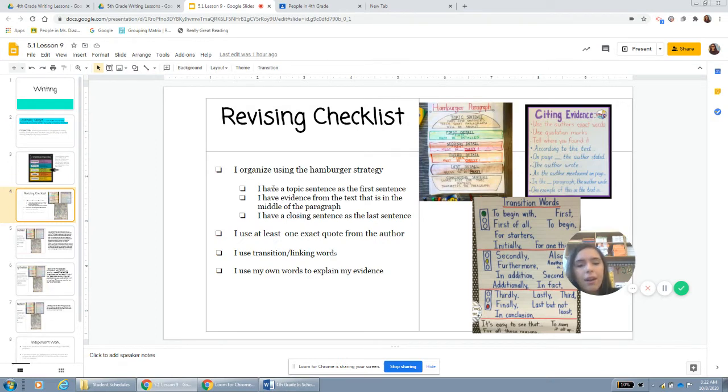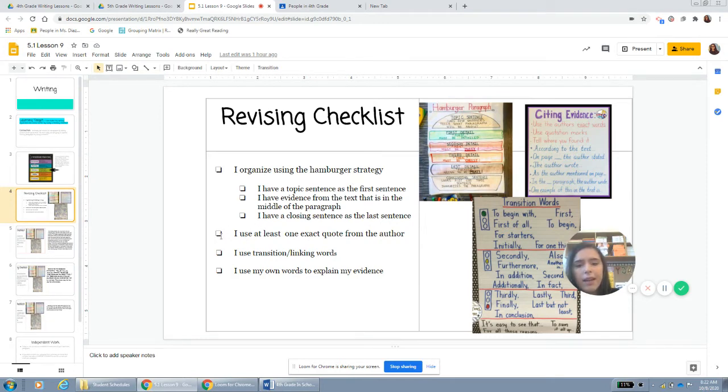One, it has to have a topic sentence as the first sentence. It has to have evidence from the text that is in the middle of the paragraph. And it has to have a closing sentence as the last sentence. We spent a few days doing this. And here's the chart to remind you.